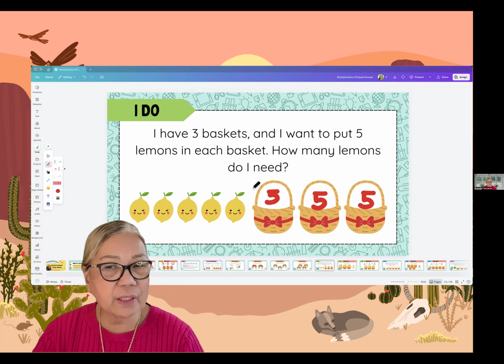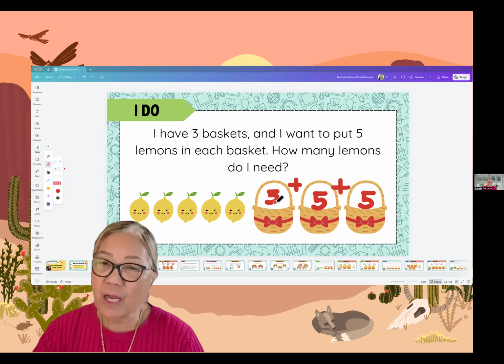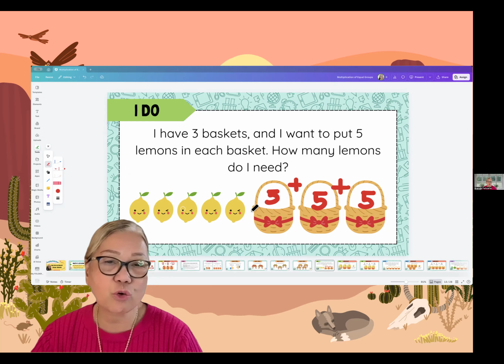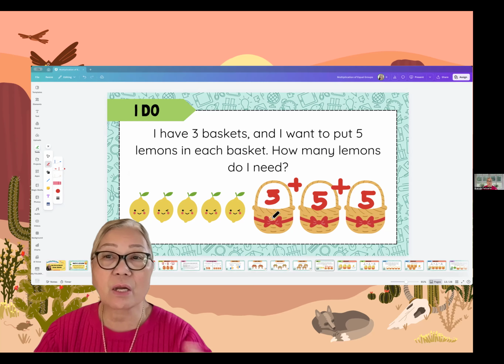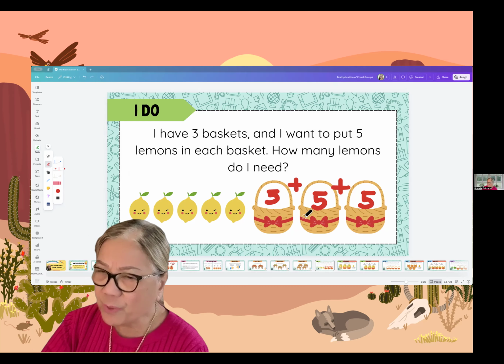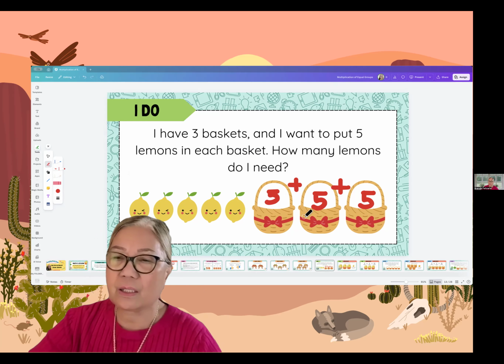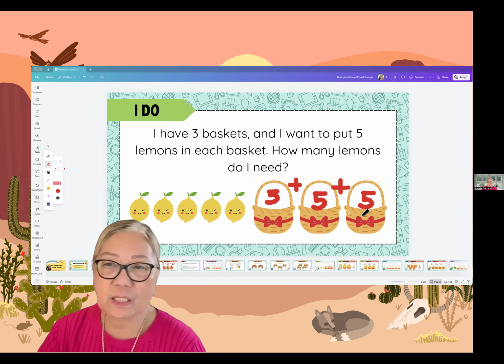How many lemons do I need? So you only have to add all of this: 5 plus 5 plus 5 is equals to 15. If you want to draw more lemons this way, I do not have enough space, but that is how it would go. So how many lemons do I need? 5 plus 5 is 10. 10 plus 5 is 15.